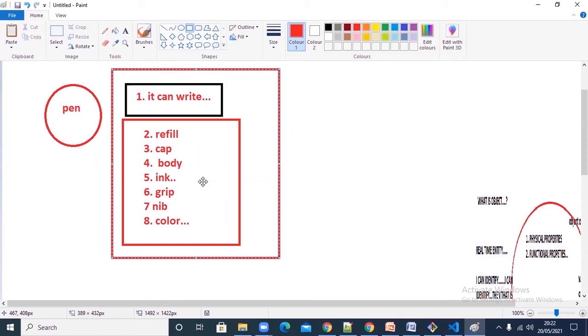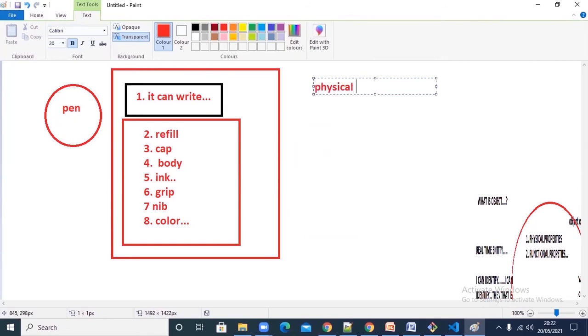A pen is very small for you. A bench or car is maybe very big for you. But that is also an object. A car is also an object. Again, you are considering physical and functional properties together. Together is important. Don't forget together. If I consider both together, then only it will become an object.